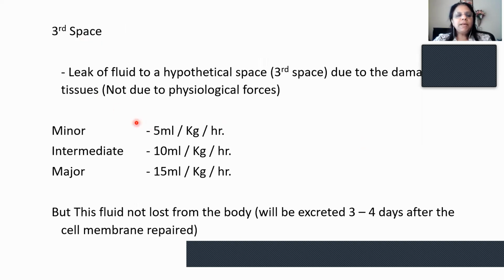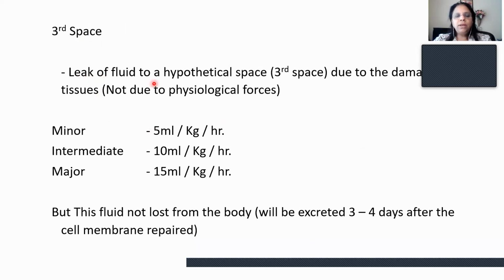Okay, so the third space I told you is a leak of fluid to a hypothetical space. That is why you call it a third space: it is due to damage of the blood vessels in the tissues, not due to physiological forces. So this has to be counted. If they go for major surgery, it is 15 ml per kilogram per hour. To be honest, I give a little less than that, I take 4, 6 and 8, right?